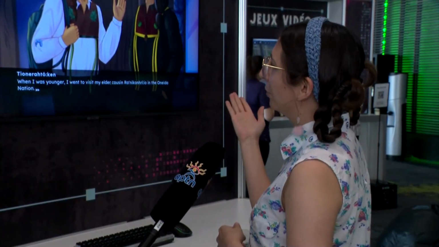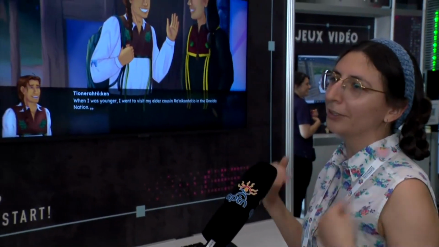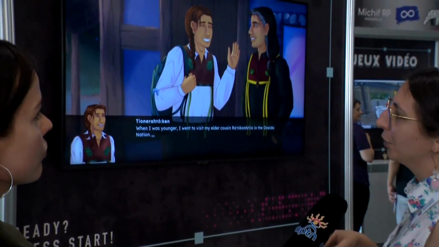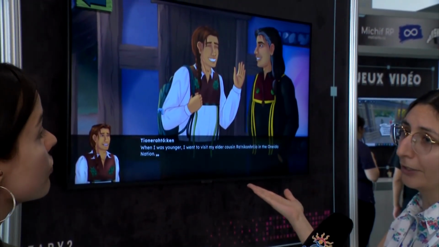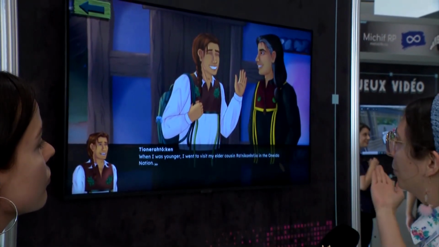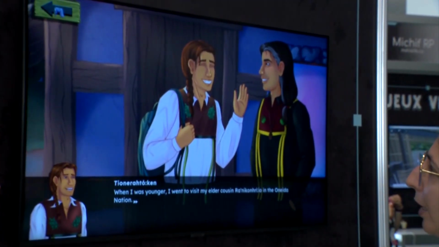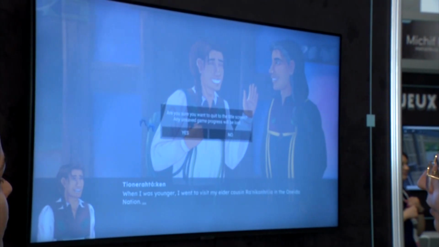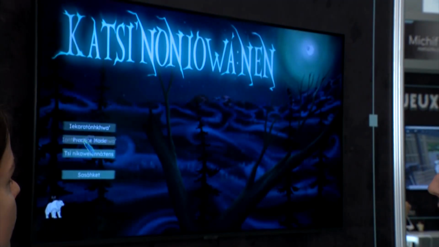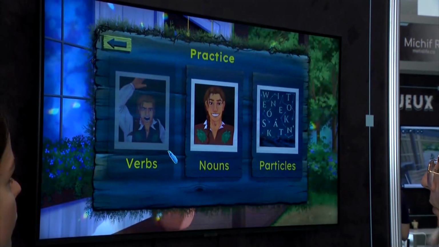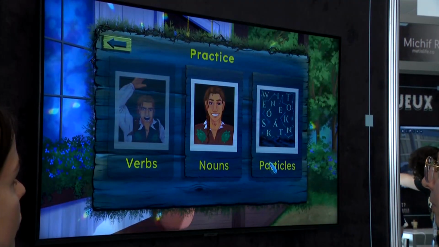So we're going through this story. The audio is all in Ganyotkeha, and you can have the option of choosing between English subtitles or Ganyotkeha subtitles. And so you go through this narrative, and you meet all the characters, you understand the story, and then you come back, and the second mode of play is practice mode, where you can practice nouns and particles.